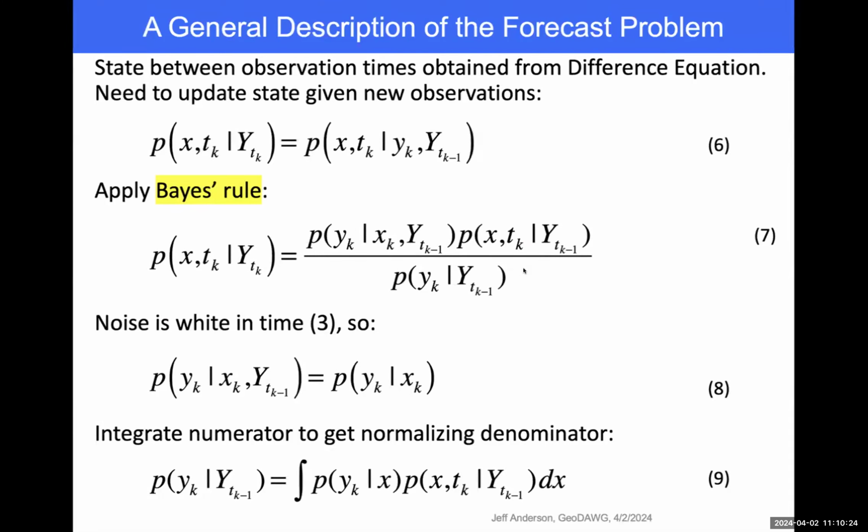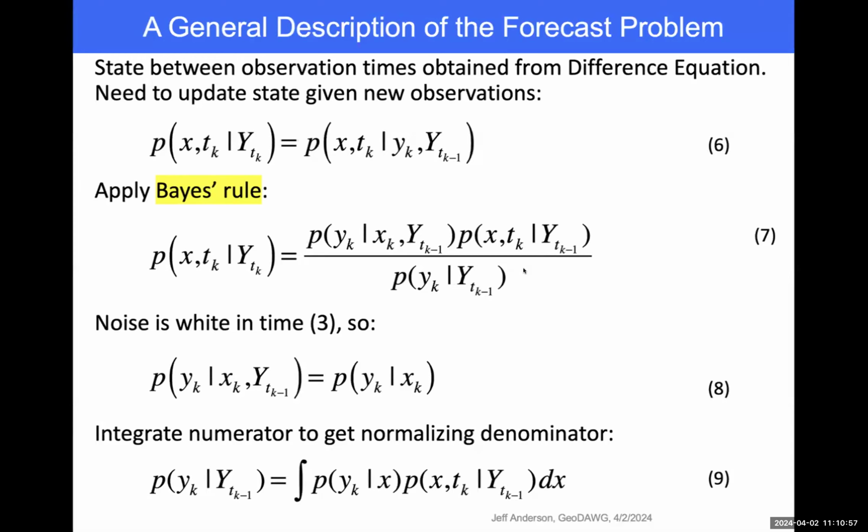The first one is the probability that we would have observed what we did observe at this time, little y sub k, given our estimate of the state at time k, x sub k, and all the previous times' observations. That's called a likelihood. The second term in the numerator is our prior. It's the probability of x, our model state, at the current time, given all the observations up to and including those available at the previous assimilation time. So it is our forecast to the current time.